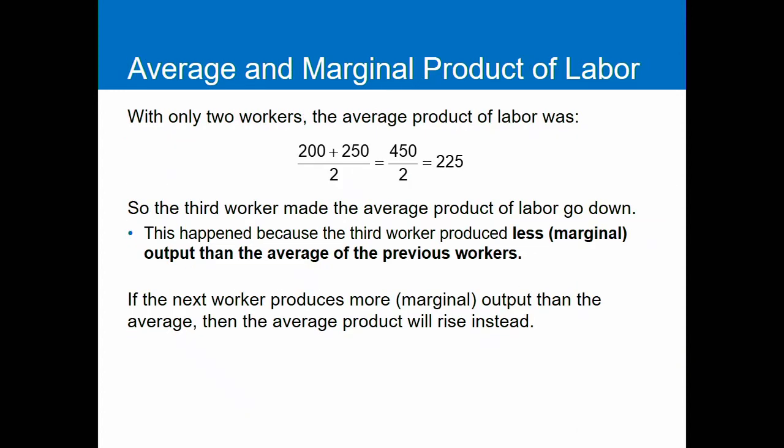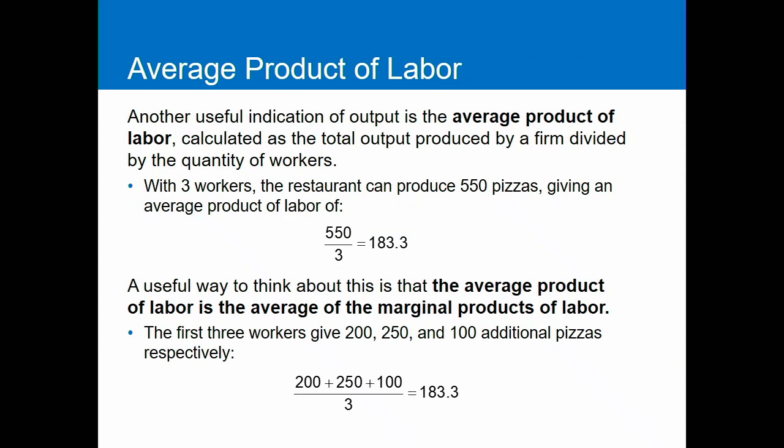I'm fine. So when the next worker we're adding has a higher marginal output than the average, the average product of labor is going to increase. When they have a lower output, it's going to decrease. So this third employee here, they're adding 100 additional pizzas. If, let's say, their marginal product of labor was 300 pizzas, it's greater than the average of the first 2, so that's going to bring up the average product of labor. But because it's 100, it's lower than what the first 2 are producing, it's dragging that average down.